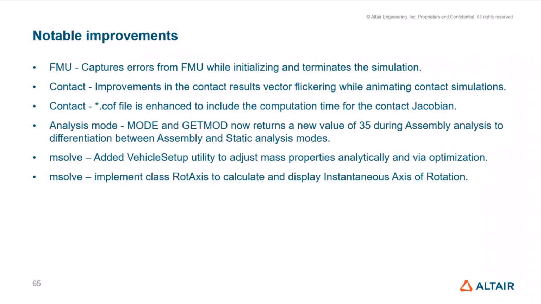The contact COF file now includes the computation time for the contact Jacobian calculation. And some improvements have been made to reduce the contact flickering. And the mode function used to return 5 for both assembly and static analysis. Now we have a new value, 35, to differentiate the assembly analysis from the static analysis. The same works for the get mode function as well.